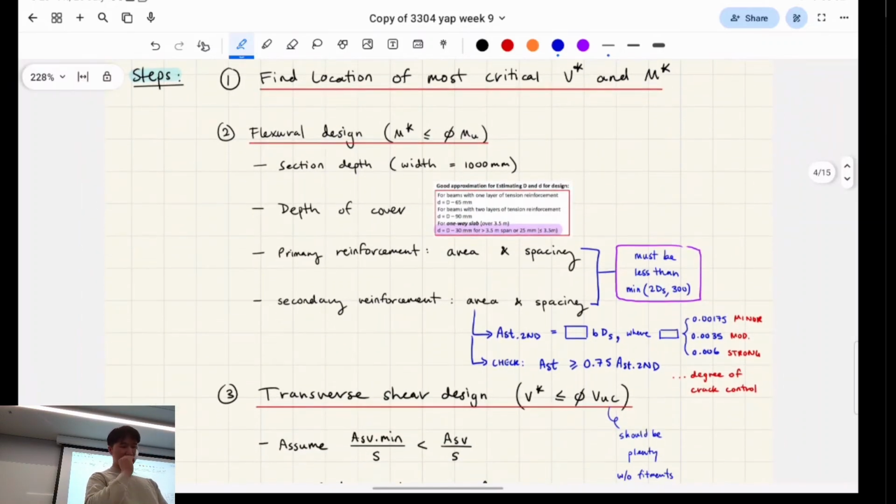There's some details here. These will make more sense when I go through the question, but I really want to go through the question today because it's going to take a while. I'm basically going to slowly go through one question so that everyone understands all the steps behind flexural design, shear design, and serviceability design, right?